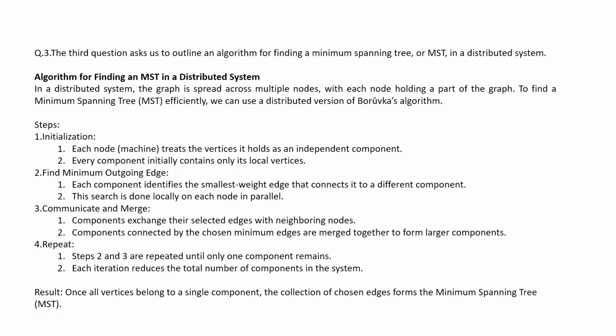The third question asks for an algorithm to find a minimum spanning tree in a distributed system. We can use a distributed version of Boruvka's algorithm. Here's the high-level process. Initialization: each machine starts with its local vertices as independent components. Find minimum outgoing edge: each component finds its smallest edge connecting to another component. Communicate and merge: components exchange their chosen edges and merge those that are connected by the minimum edge. Repeat: this continues until there's only one component left. Result: the chosen edges together form the MST.